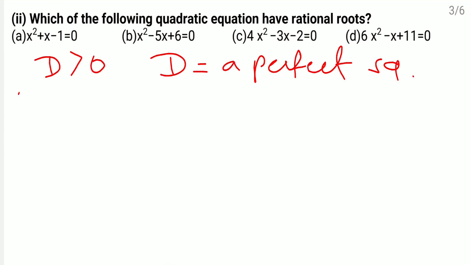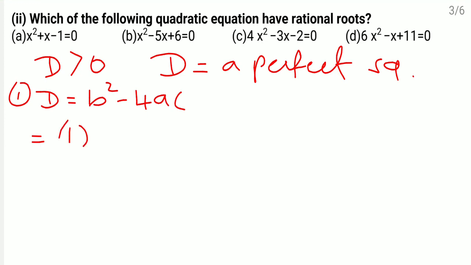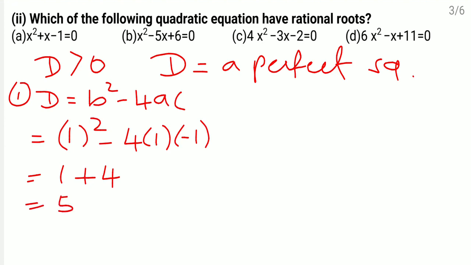So let us try the first one. You see here D is equal to b square minus 4ac, where the value of b is 1 in the first equation, 1 square minus 4, value of a is 1 and c is minus 1, which comes as 1 minus minus plus. So I get here 5. 5 is greater than 0, but it is not a perfect square. So this option will not do. I'll go for the second one.